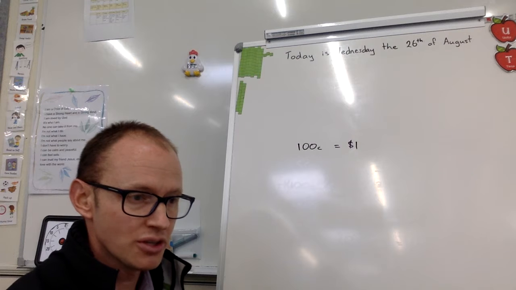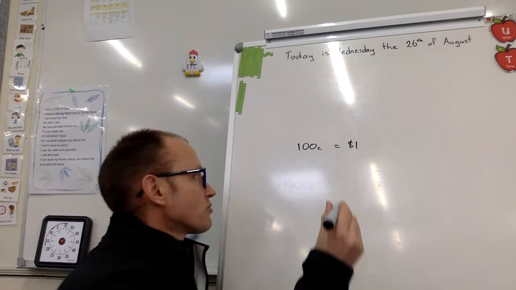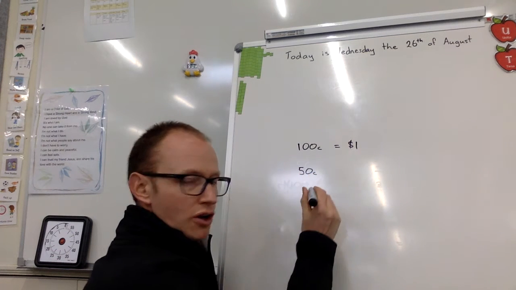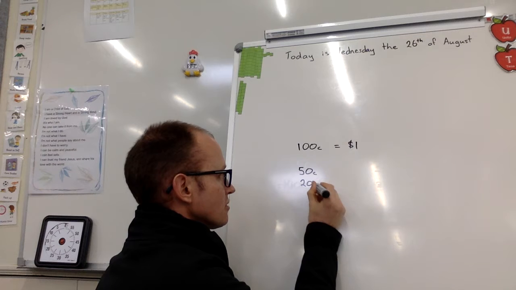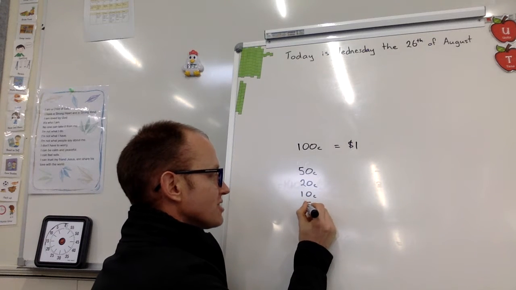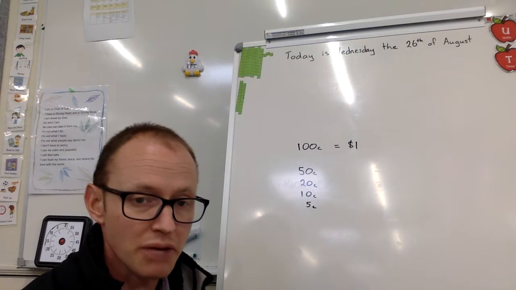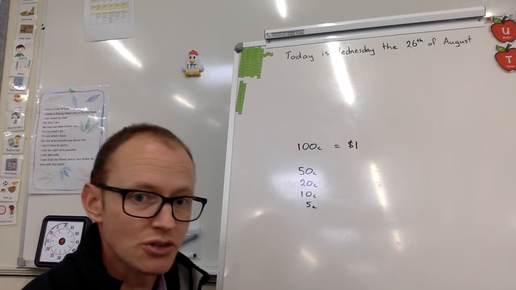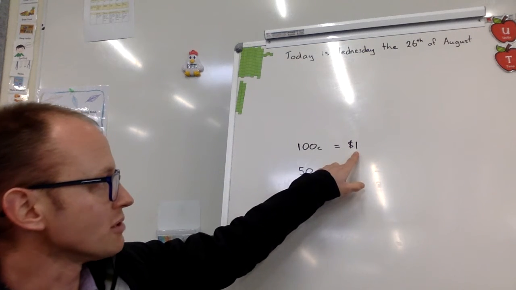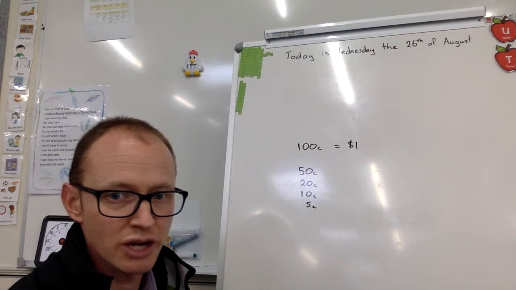Now, when we do this, it has to be using the coins that we have. So, remember, the different coins we've got: a 50 cent, a 20 cent, a 10 cent, and a 5 cent. Now, if you've got your coins from your shop game on Monday, you can use these coins to help you out if you'd like. So, if I want to get to $1, how many 50 cents do I need?